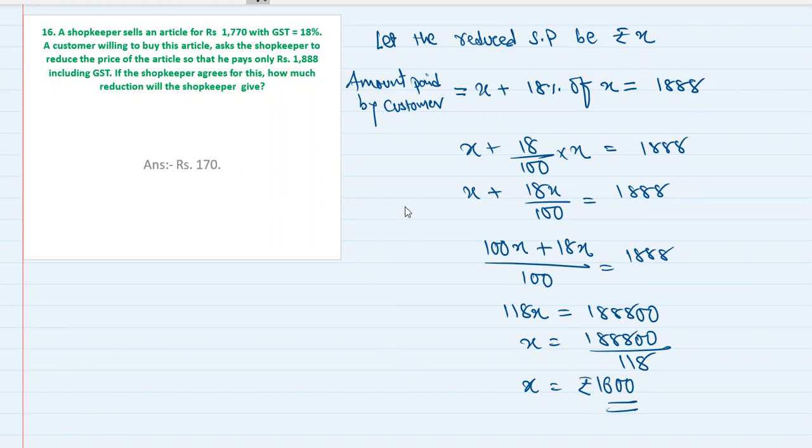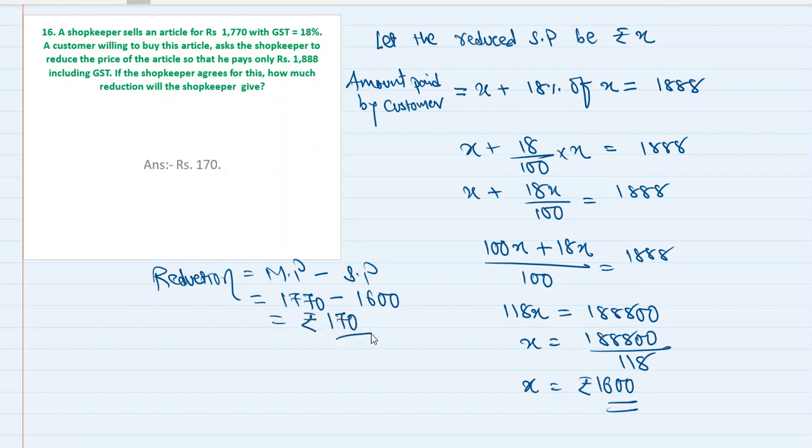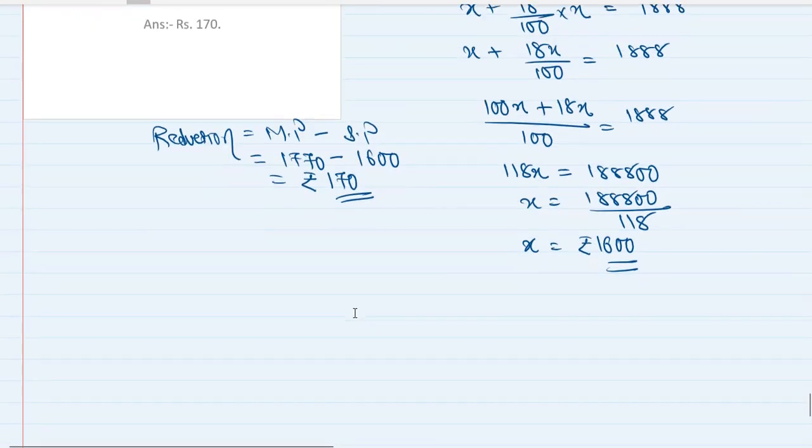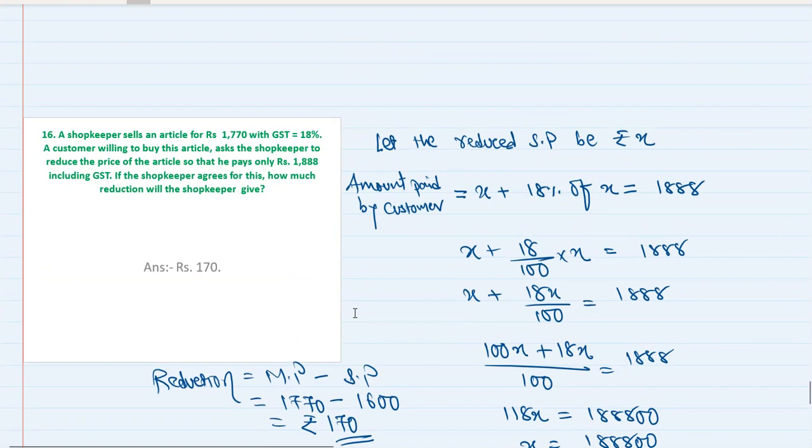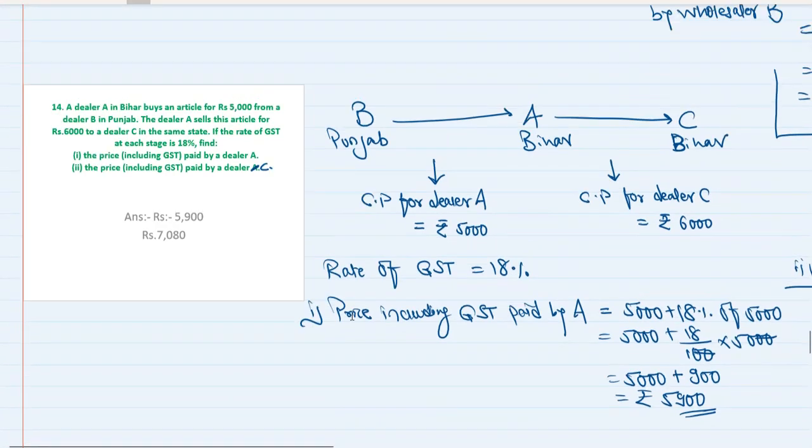So what is the reduction? We can find it easily. Reduction is equal to mark price minus selling price. Mark price is 1770, selling price is 1600, that is rupees 170. Rupees 170 is the reduction. Okay, so this is how you solve this question. Very simple actually. So the chapter is over.